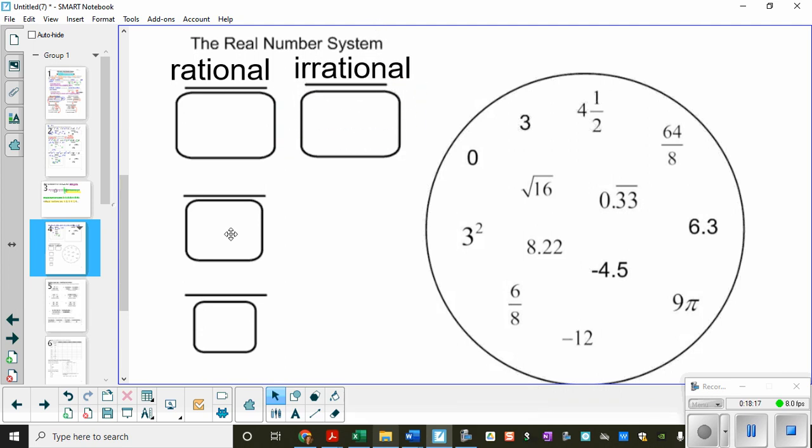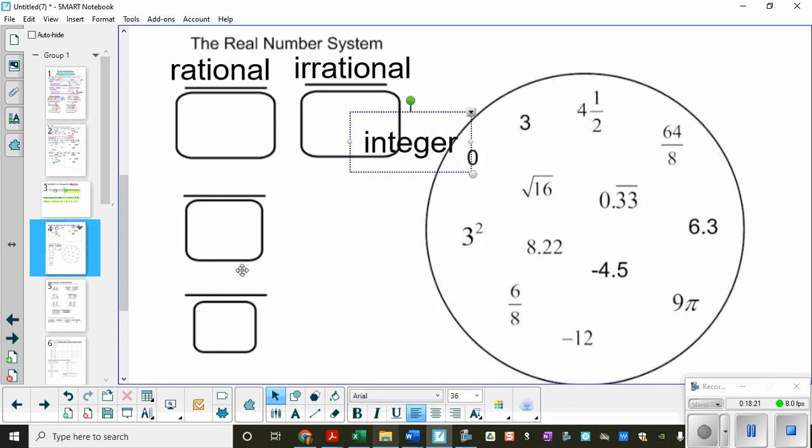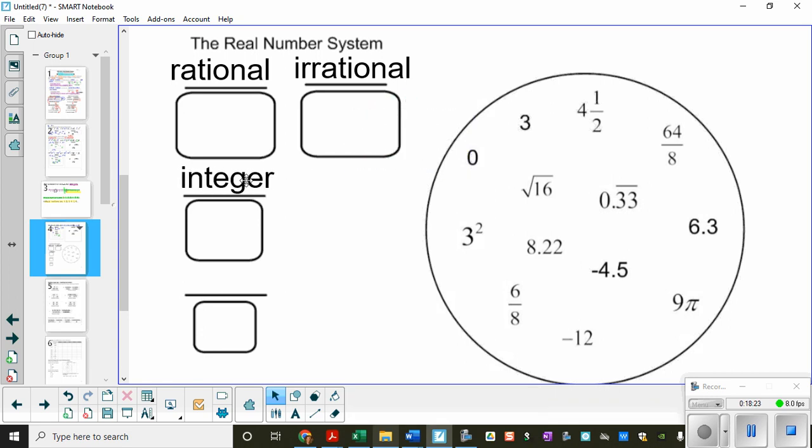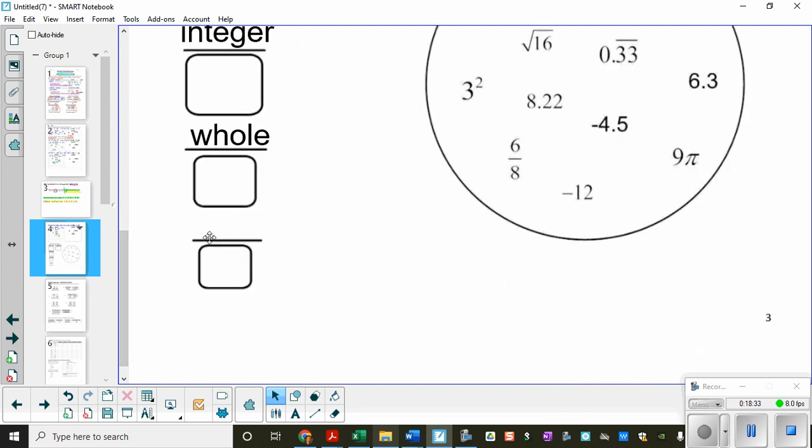And then you can further subcategorize rational numbers as either integers. So you got your integer box. Sometimes if the integers are 0 and up, we can call them whole numbers. And if the number is 1 and up, then it would go into this last spot, which is going to be your natural numbers.